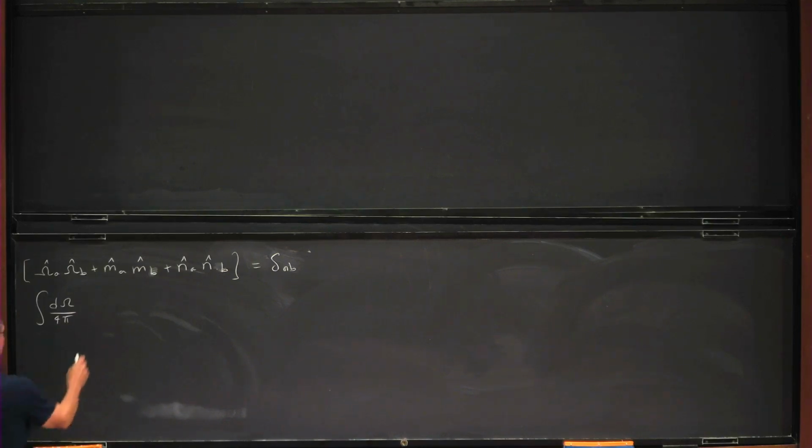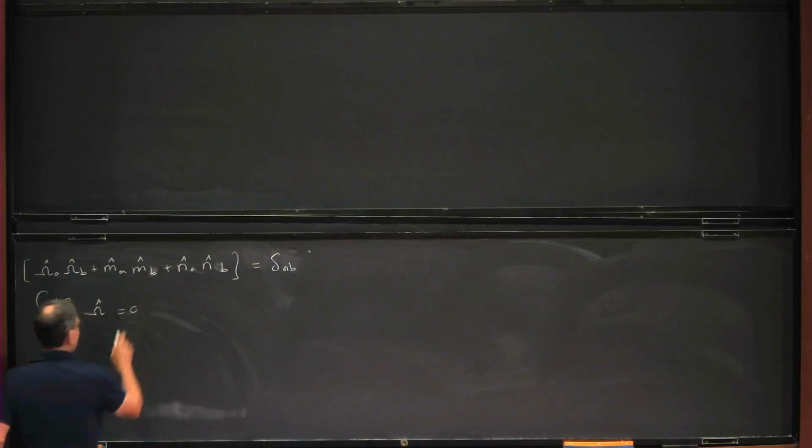What about this? Suppose I integrate omega hat, d omega. What do I get? How come? Symmetry, right? Every time there's a vector pointing that way, there's another one pointing the other way, which has the same weight. So that's 0. Also true for m hat and n hat, right?